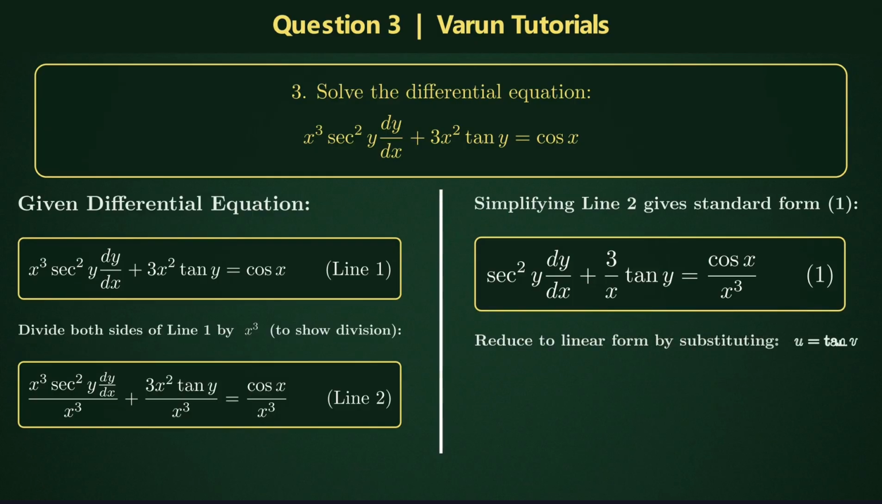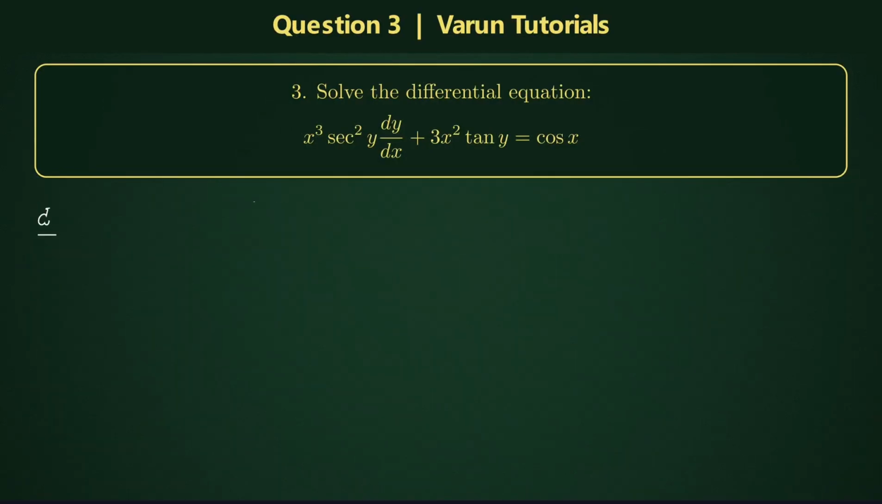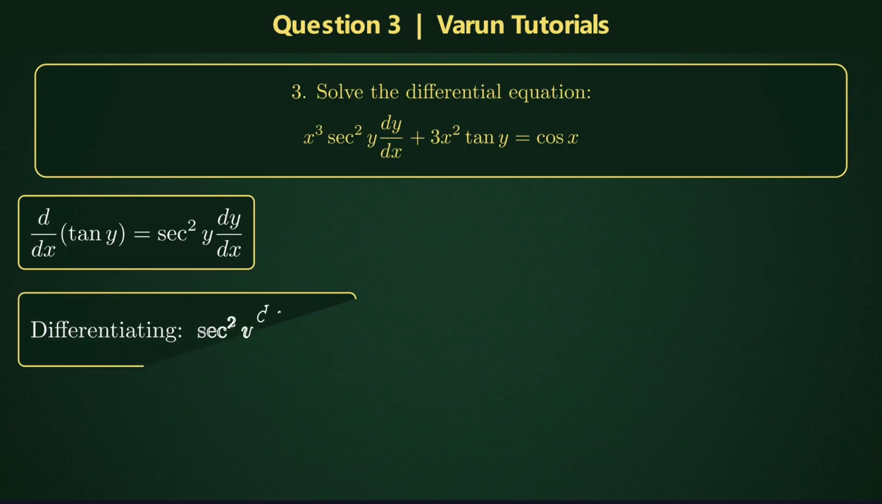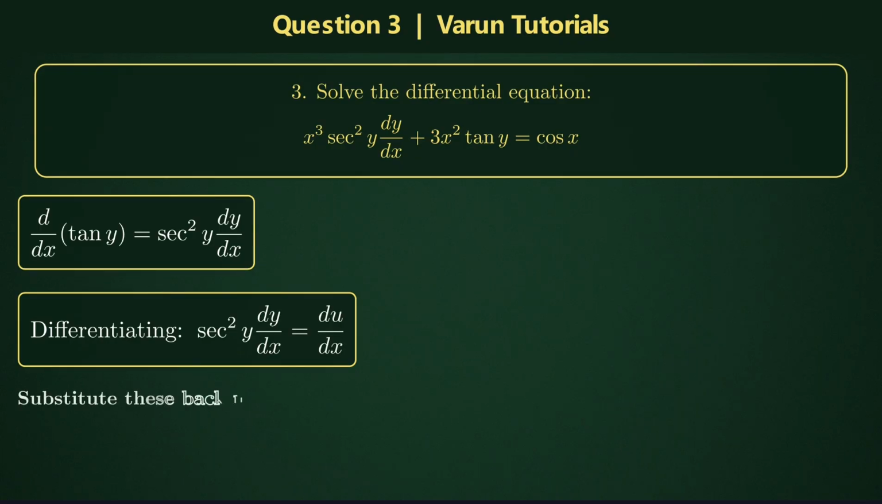Let's put u equals tangent of y. Let's first recall the derivative of tangent y with respect to x using the chain rule. The derivative of tangent of y with respect to x is sec² of y, times dy by dx. Differentiating both sides of our substitution with respect to x gives, sec² y times dy by dx, equals du by dx. We substitute these expressions back into equation 1.